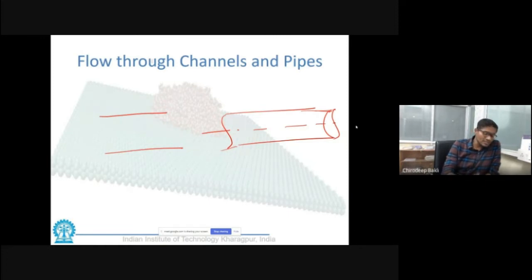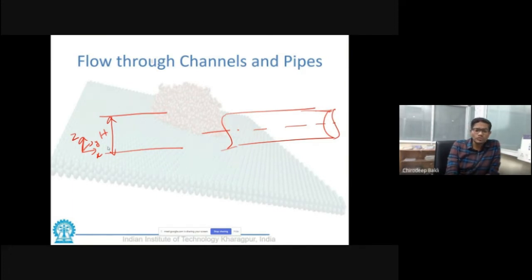Pipes with circular cross sections, channels which are semi-infinite. That is, only one of these dimensions is finite, and let us say if this is the direction, in x and y direction, the parallel plates run in infinite dimensions. So these flow problems are pretty much easy to solve.